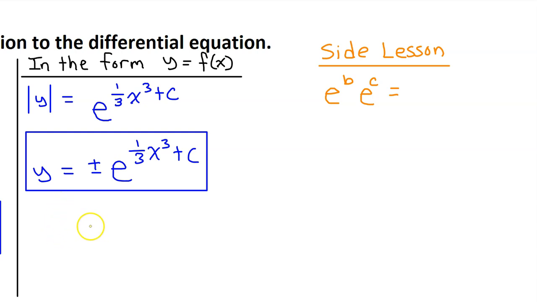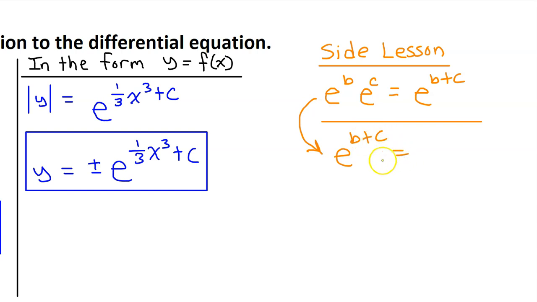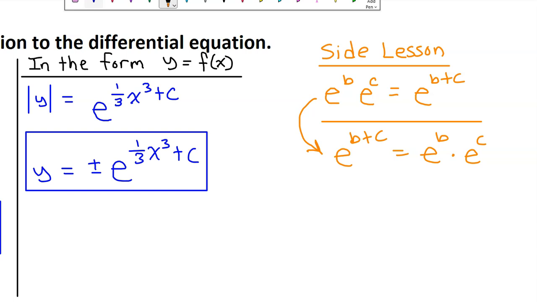There's one more version I'd like to show you because you might run into it on a multiple choice question. But first, a quick side lesson. When you multiply with like bases, you add the exponents. So this would be e to the b plus c power. But surely you can see that this process is reversible. So if you had e to the b plus c power, you could rewrite this as e to the b times e to the c. And that is exactly what we have right here.